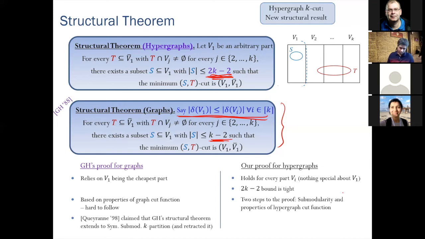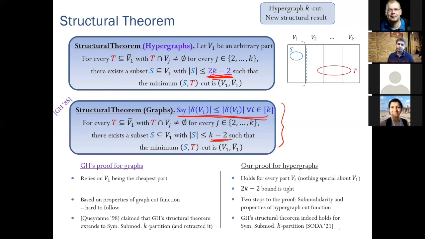And I have one final remark. Ferran in '98 claimed that the Goldschmidt and Hochbaum structural theorem also extends to symmetric submodular K partition, but he subsequently retracted this claim. He couldn't prove it, I guess. But using our modularized proof technique of the structural theorem, we can in fact show that the Goldschmidt and Hochbaum structural theorem indeed holds for symmetric submodular K partition. We discuss some more about this implication in our upcoming SODA work.